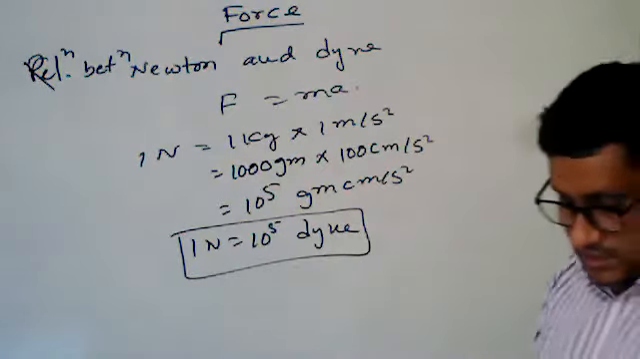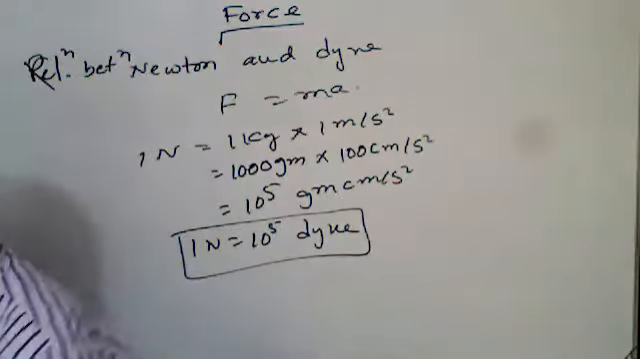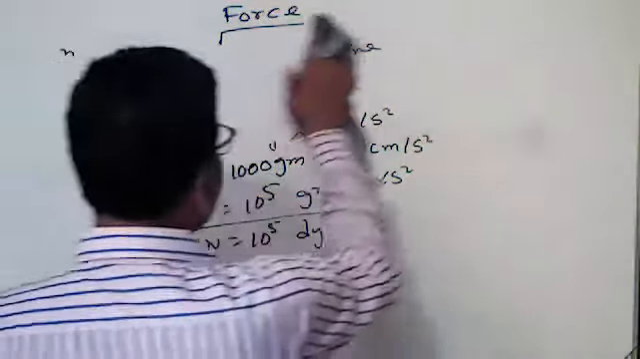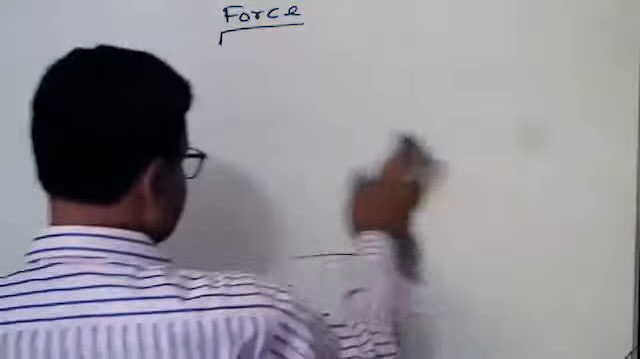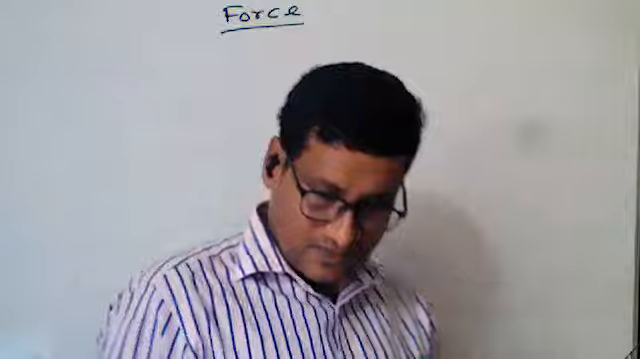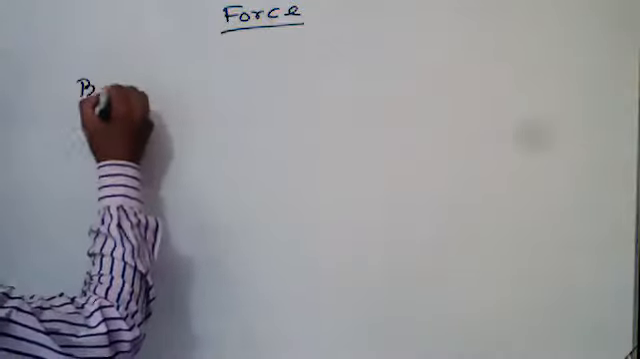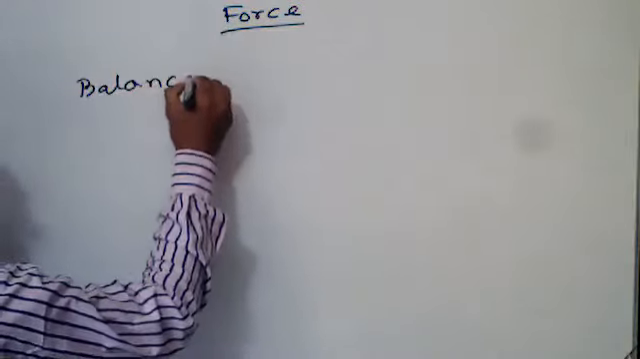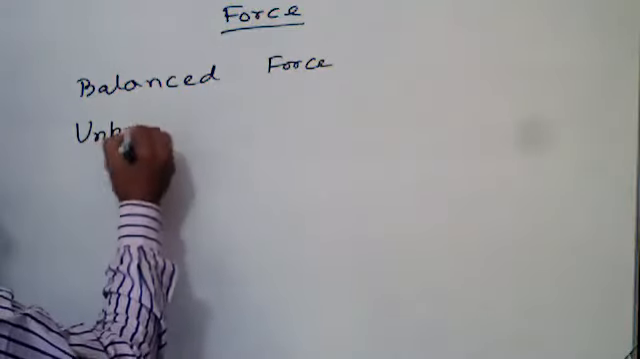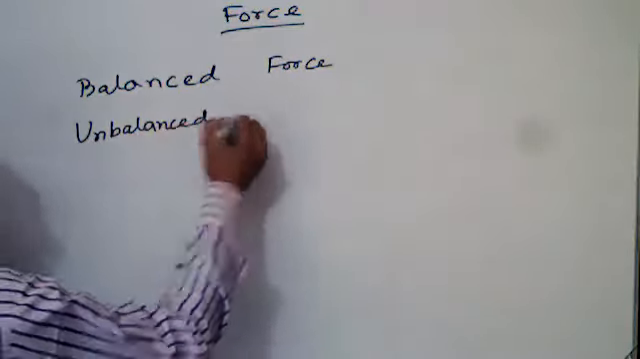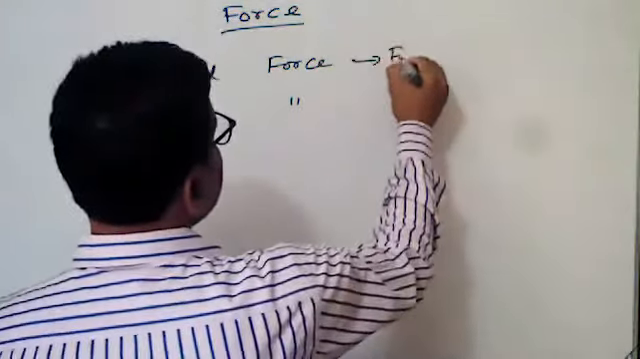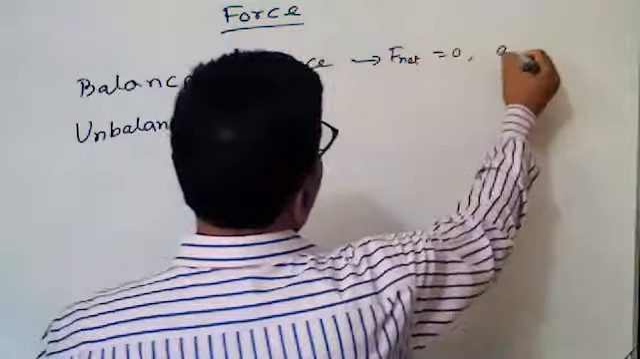Okay. There are two types of force that we know: balanced force and unbalanced force. On the other hand, we can say contact force, non-contact force, etc. Balanced force: the condition of balanced force is net force equals 0 or acceleration is 0.